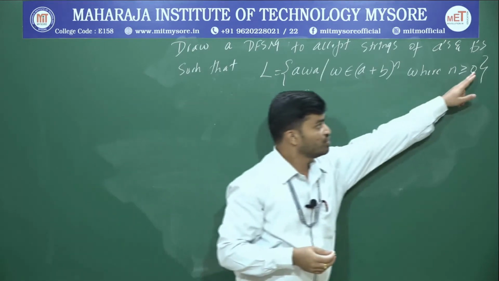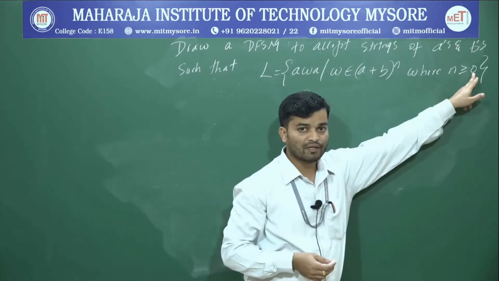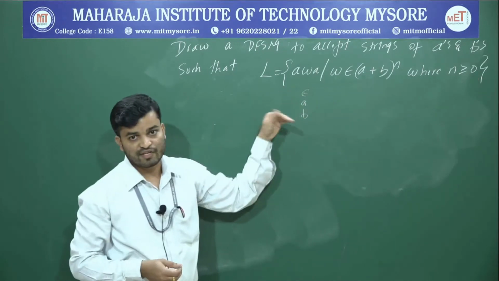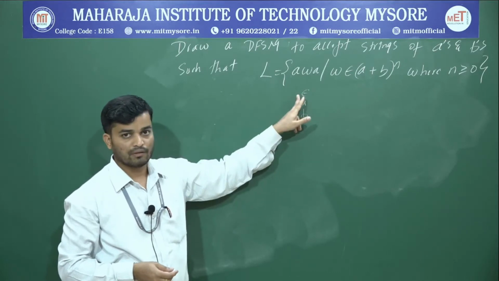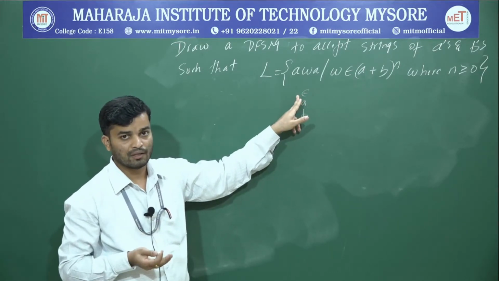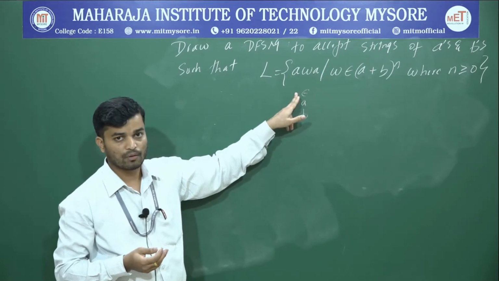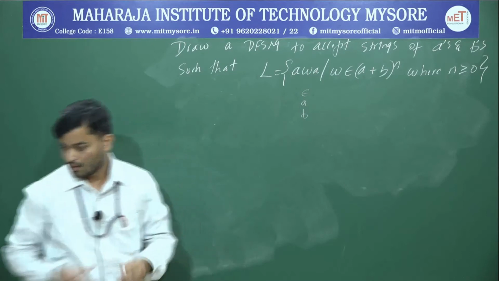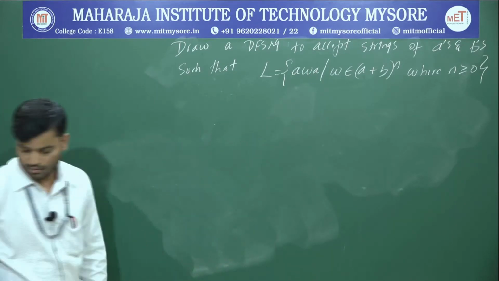Since n is greater than 0, we will get epsilon. Suppose I write n is greater than or equal to 1, we will get all the combinations of A's and B's except epsilon. If n is greater than or equal to 0, you will get them including epsilon. So I will consider a DFA for this particular problem.